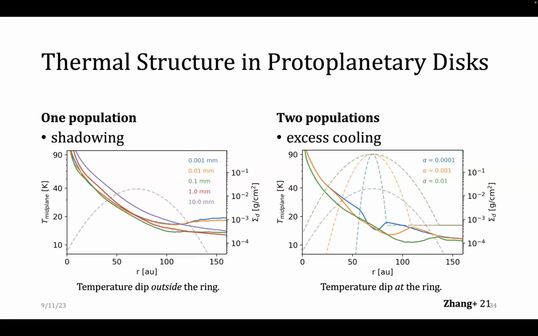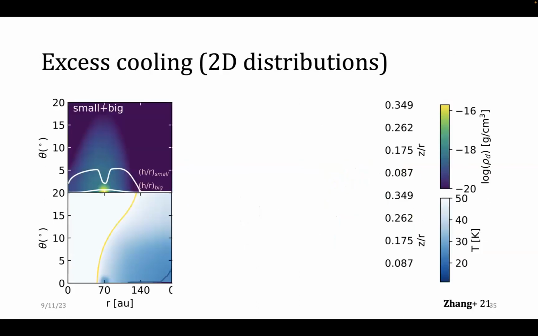So with these two conditions, you would expect that at the location of the ring, the temperature will be lower, and there's a temperature dip. In contrast, for the shadowing mechanism, you would expect the temperature to be lower after the ring, outside the ring, because the ring just blocked the radiation from the star.